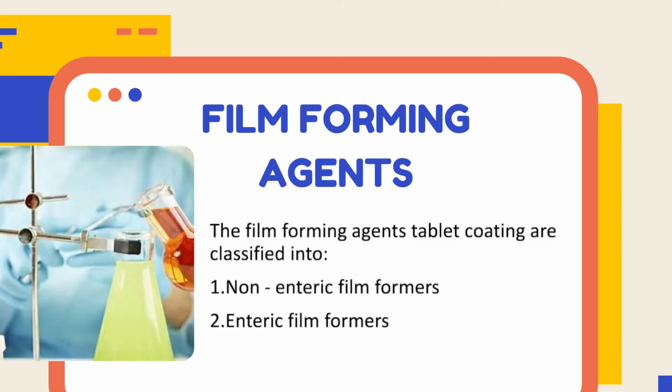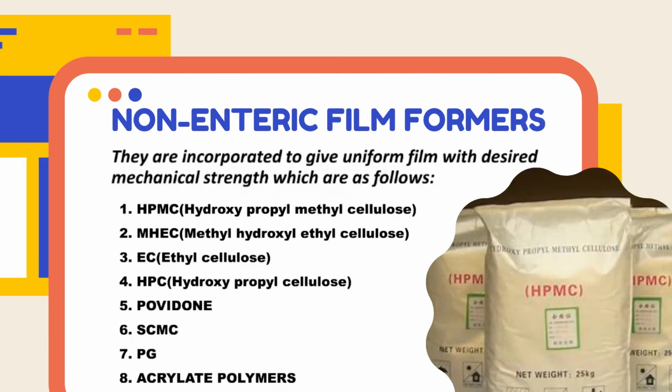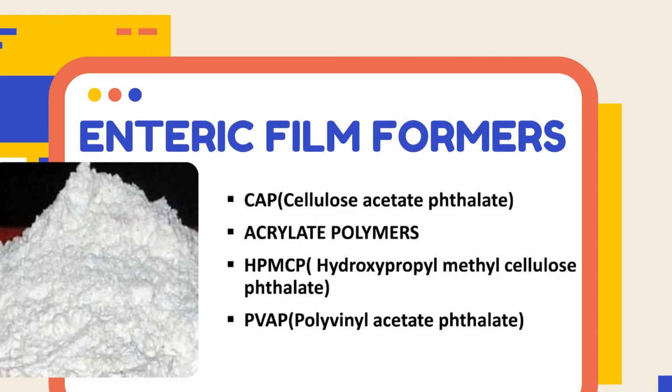There are two types of film forming agents, non-enteric film formers or enteric film formers. As the name suggests, enteric film formers are targeted for the small intestine. There are many examples which include HPMC, MHEC, EC, HPC, Povidone. Remember, don't forget to memorize 4 to 5 examples in each category. These are the examples for your enteric film coaters, including CAP. CAP is very important, cellulose acetate phthalate. So remember, the phthalates are exclusively meant for the enteric coating film formers.